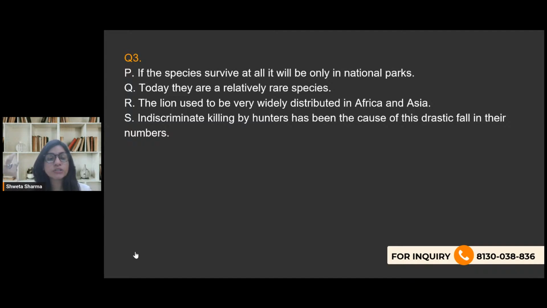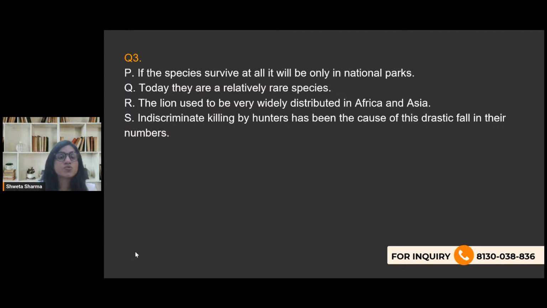Whenever an author shares his or her opinion, जब भी कहीं पे ओपिनियन शेयर होगा वो हमेशा लास्ट साइड में आता है. ओपनिंग सेंटेंस भी जेनरिक होगा, लास्ट सेंटेंस भी थोड़ा सा ओपनिंग के जैसा ही जेनरिक होगा, लेकिन मिडिल सेंटेंसेस जो होते हैं दे आर द वंस वेयर यू हैव द मेन कॉन्क्रीट थिंग्स. ओके, so if the species survive at all, it will be only in national parks. Today, they are a relatively rare species. Lion used to be very widely distributed in Africa and Asia. Indiscriminate killing by hunters has been the cause of the drastic fall in the numbers.